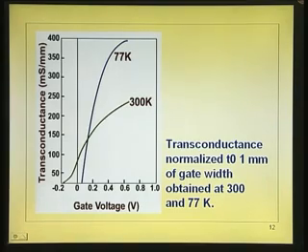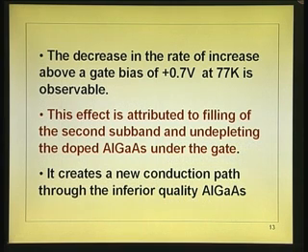Okay. What we are telling is, go to higher concentrations, the second subband gets filled up. When you go to higher voltages, near 0.7 volts gate voltage, the second subband gets filled up, and there the mobility is lower. Number 2, if you go on increasing the bias in the forward direction, what will happen? This statement, undepleting the doped AlGaAs layer may happen. Okay. I will have to point out that to you.